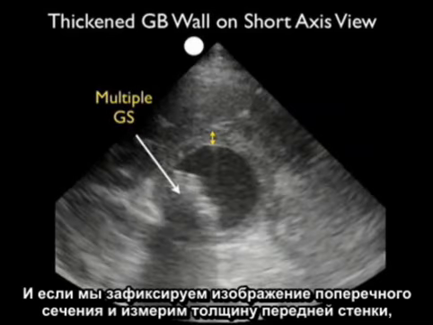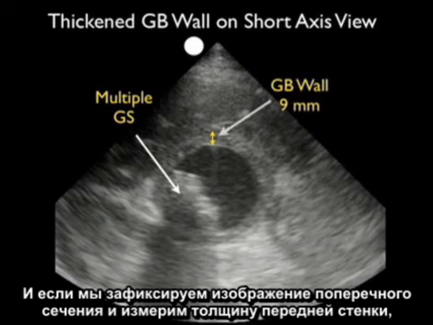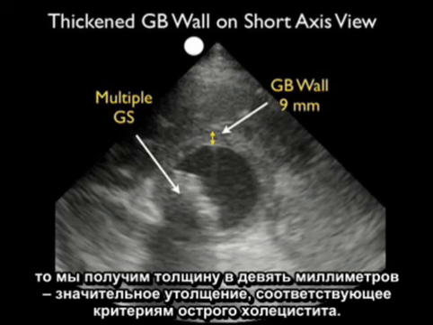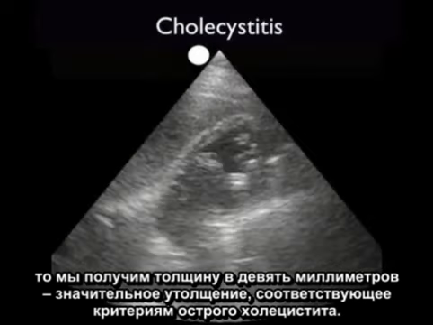And if we still that last image down looking in short axis and measure that anterior wall, we can see that it comes in at 9 millimeters, very thickened, fulfilling the criteria of acute cholecystitis.